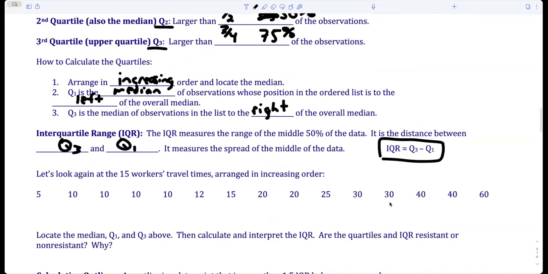Okay, let's look again at the 15 workers' travel times arranged in increasing order. All right, I'll let you do this. Find the median and then Q1 and Q3 for me. And label them.